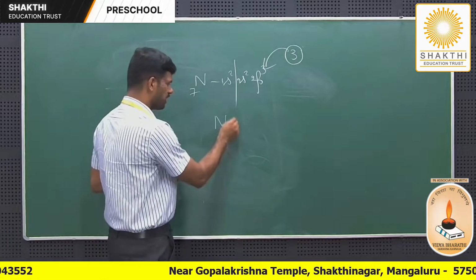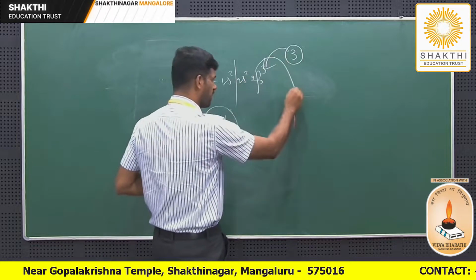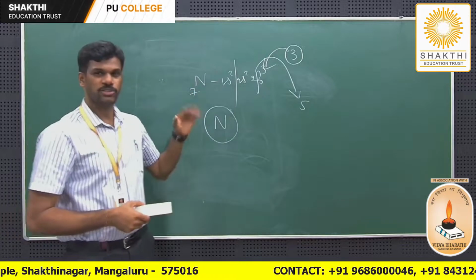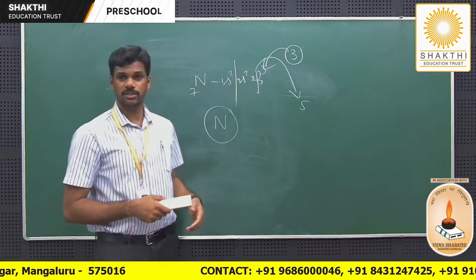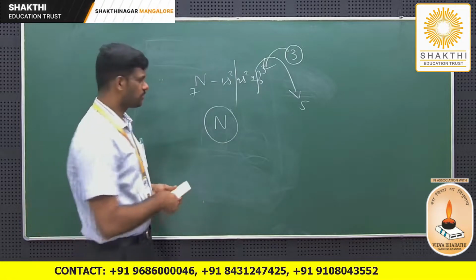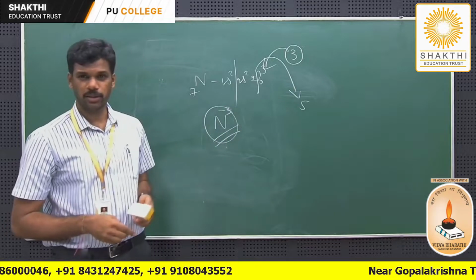Nitrogen is in a situation of donating 5 or accepting 3. Which is easy? Donating 5 electrons or accepting 3? Obviously, you say accepting 3 is easy. So, nitrogen is always available as N-3.